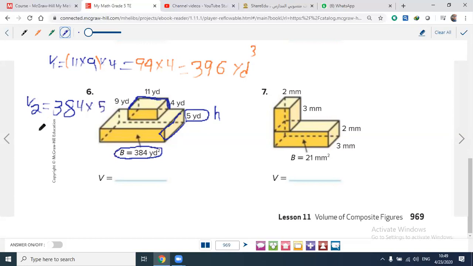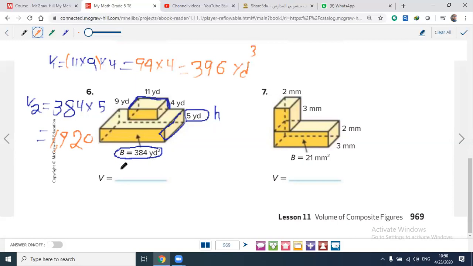So the answer would be, okay, 5 times 4 equals 20. Add 0, carry up 2. 5 times 8, 40. 40 plus 2 is 42. 2 and carry up 4. 5 times 3 equals 15. 15 plus 4 equals 19. Yes.